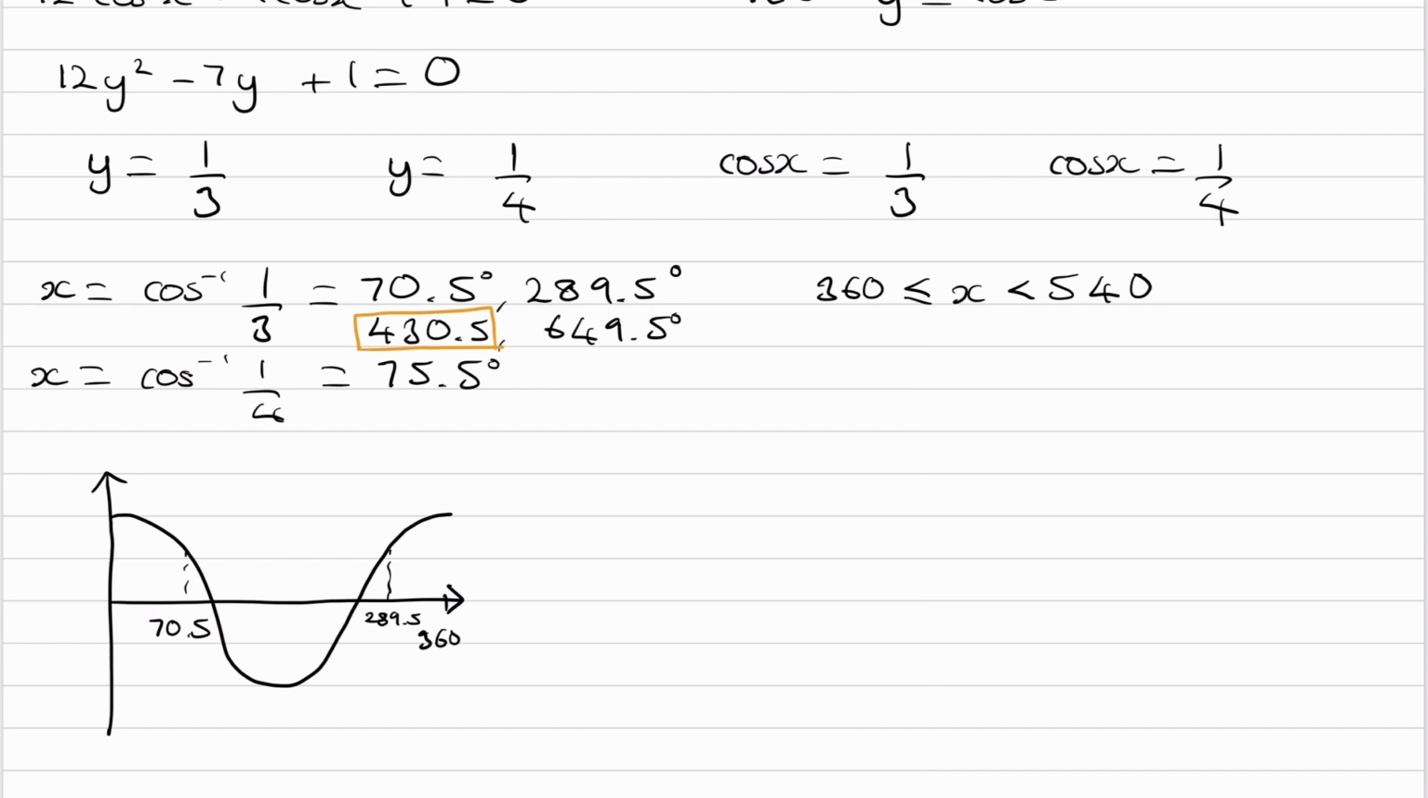Now we do the same thing for the 75.5. We take away 75.5 from 360, which gives us 284.5, and then add 360 to both. We get 435.5 and 644.5, and again we see that this is the only value in this domain, so those are our two answers.